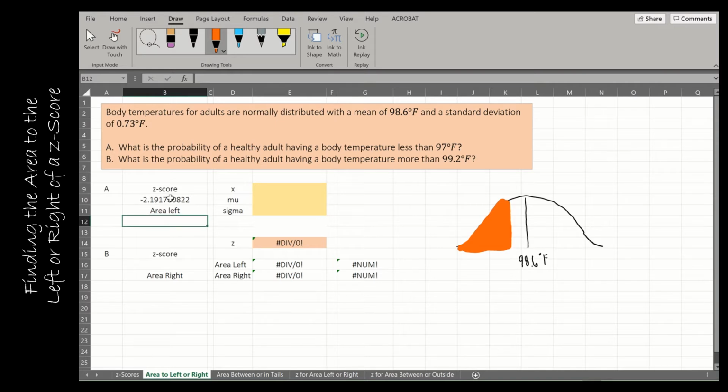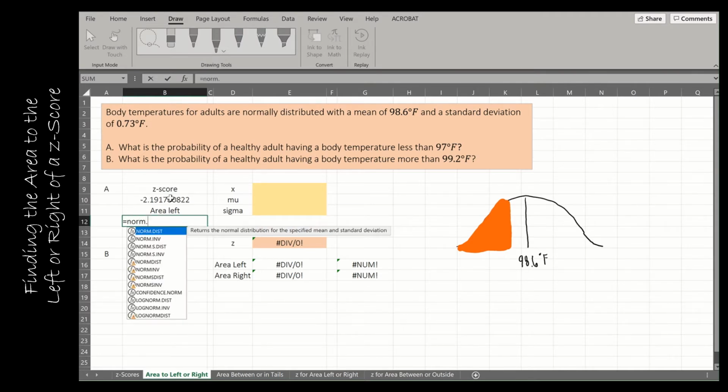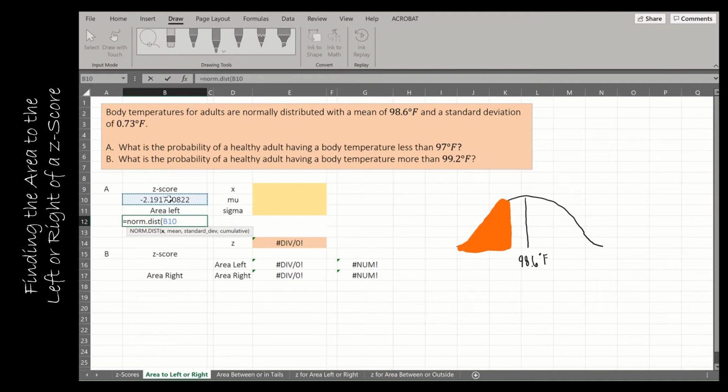To find the area to the left of that, I'm going to put equals, and then the function that we use is norm.dist. And norm.dist, again, notice it's popping up with everything I need. X is the z-score, comma, and whenever I'm using a z-score, the mean is 0, the standard deviation is 1. That's what a z-score does. True is always going to be chosen because true tells me that yes, I want cumulative. I want everything to the left of that value. Then I close the parenthesis. So that's a correct response.